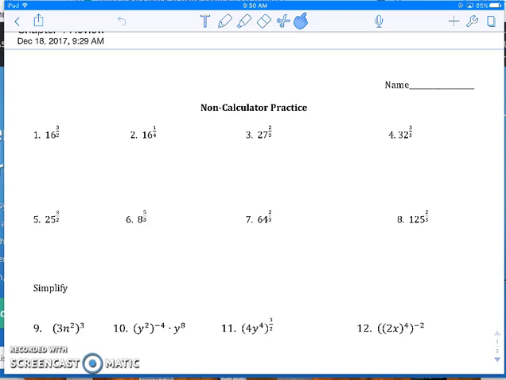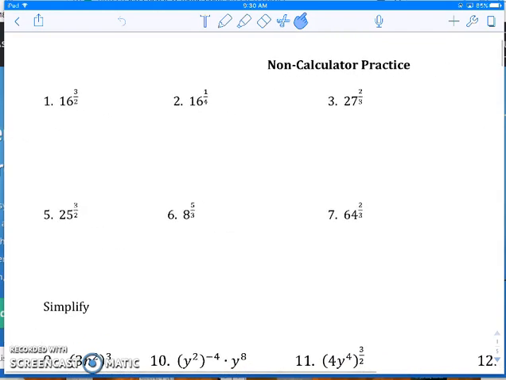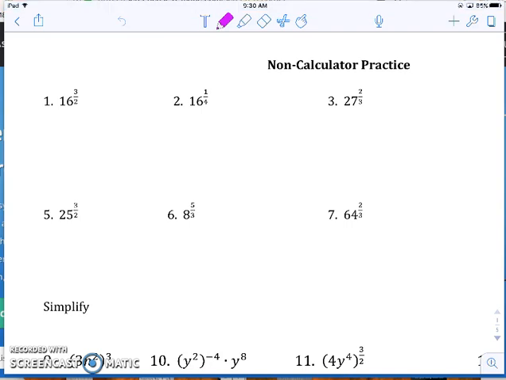So today we're going to take a look at the review for exponents and logs. And we're going to start with the non-calculator part. So we're going to simplify this to 16 to the 1/2 power and then cubed.